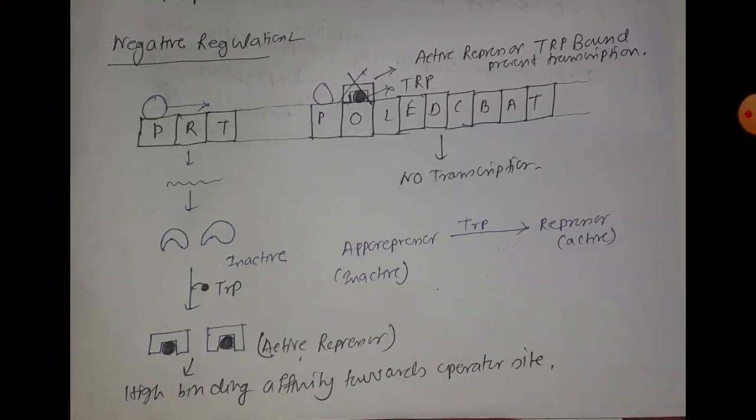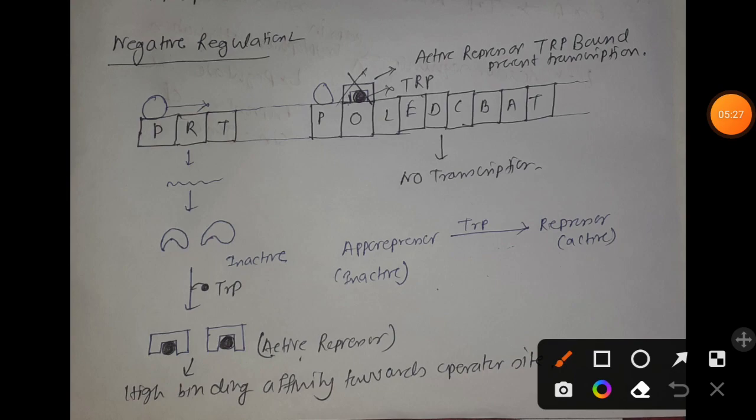Now let's discuss negative regulation. Remember, as their default choice is positive regulation, they will keep transcribing and translating, so that too much tryptophan is synthesized. When there is too much tryptophan present in the cell, this tryptophan will bind with those inactive aporepressors and convert them into active repressors.